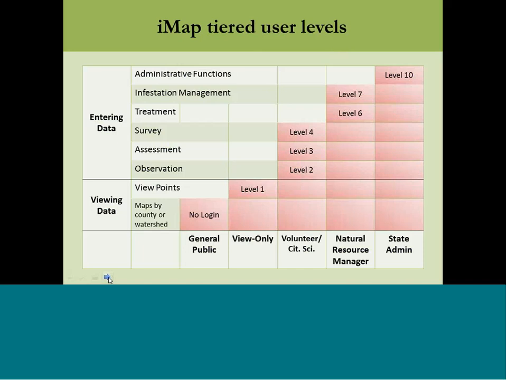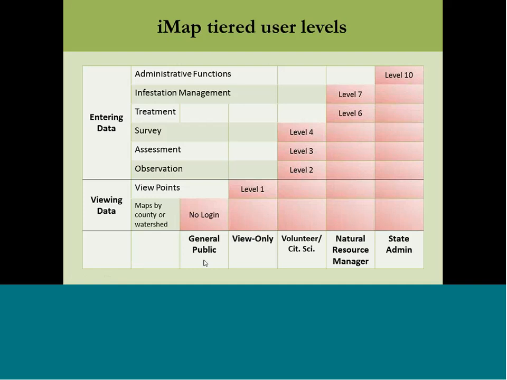IMAP does that with tiered user levels. So the 5 data types that I showed on the last slide are available with increasing user level. So the general public at the lower left, without a login, does see data, but what the general public sees is a map which aggregates data by county or watershed. So for a certain species, they can see how many total point records are noted in the different counties, for example. A level 1 user doesn't enter data, but they can view points on the map.